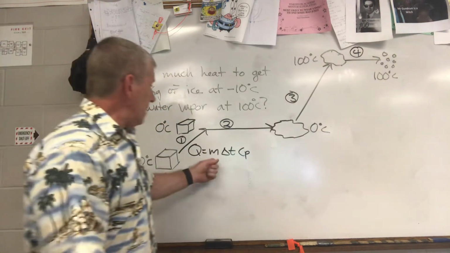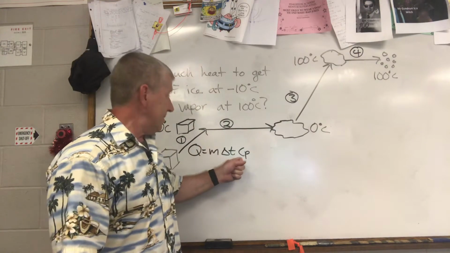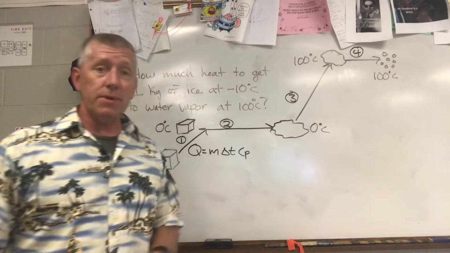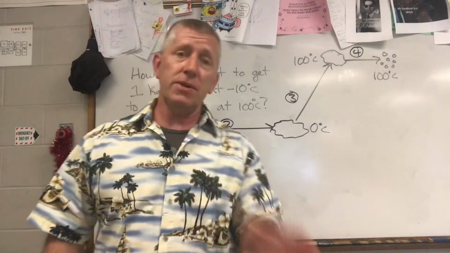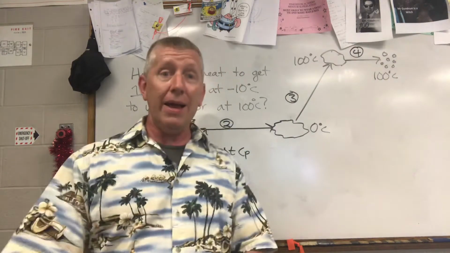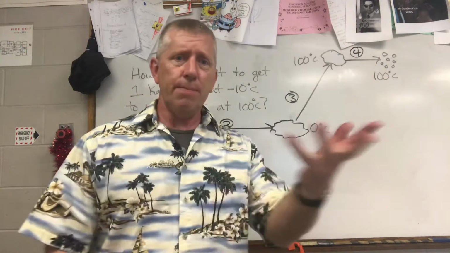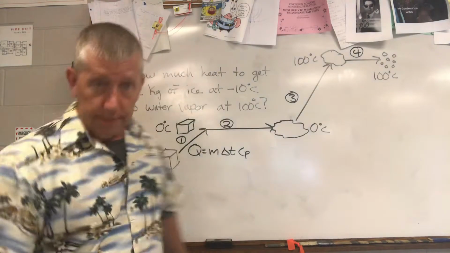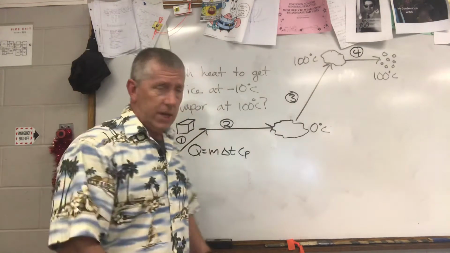This is mass, delta change in temperature, Cp is specific heat capacity. All right, the Pacific heat capacity, not the Atlantic heat capacity. It's an ocean joke. It's not Pacific either. It's specific heat capacity. It was funny, though. It was funny, right?